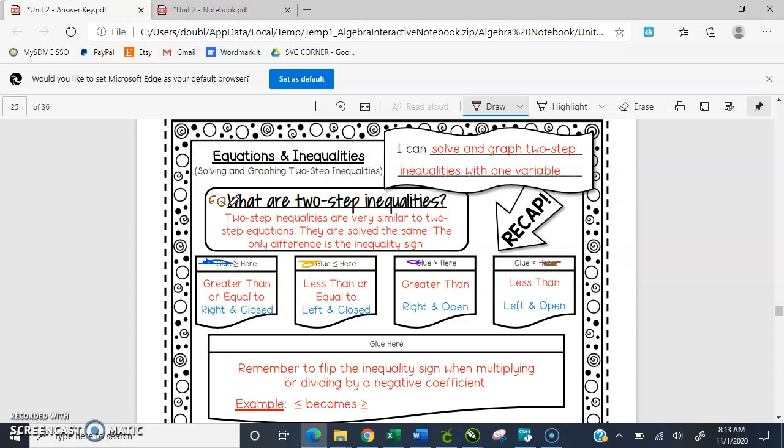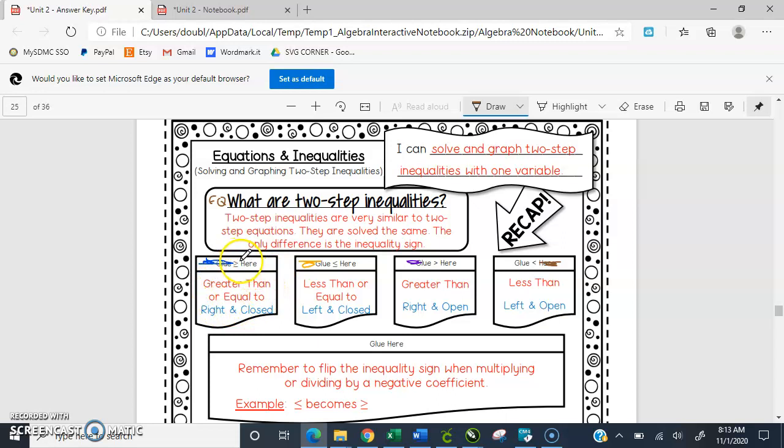Two-step inequalities are very similar to two-step equations. The only difference is equations have an equal sign, and inequality signs are less than or equal to, greater than or equal to, less than, or greater than. So remember, equalities mean equal, and inequalities give you an inequality sign, again, less than or equal to, greater than or equal to, less than, or greater than. Okay, so here's the things you should be writing down.